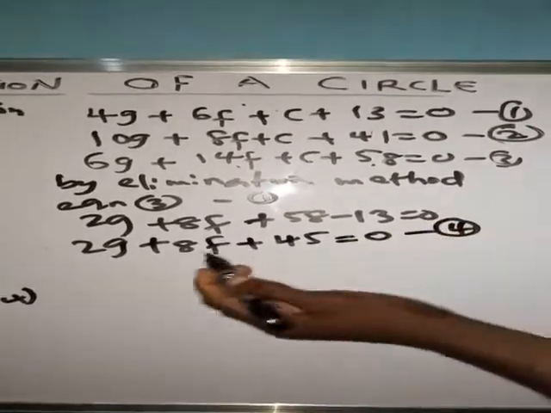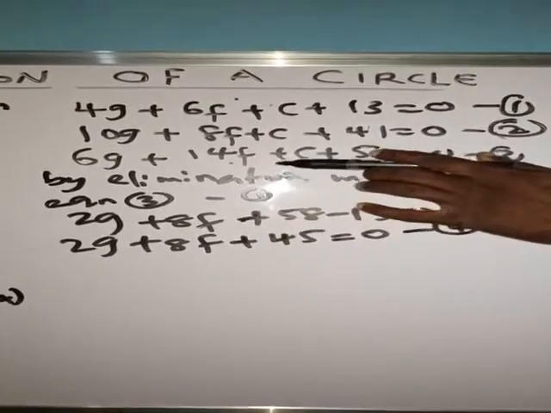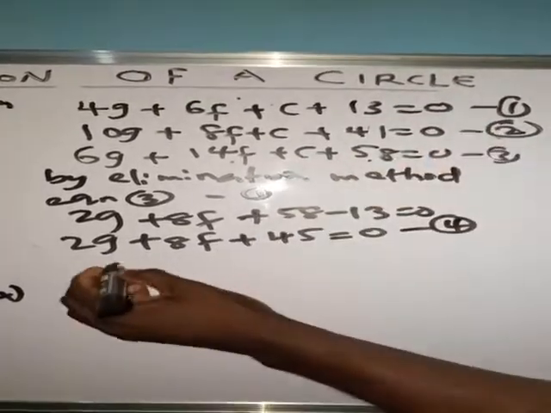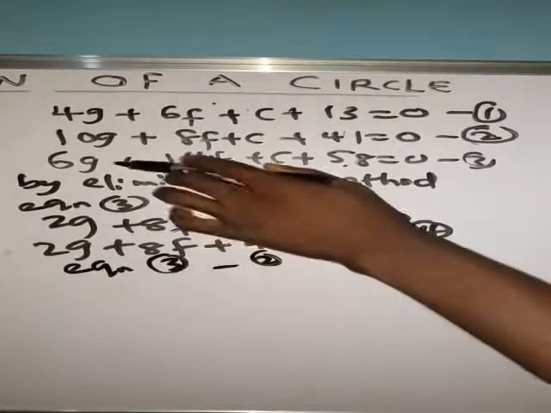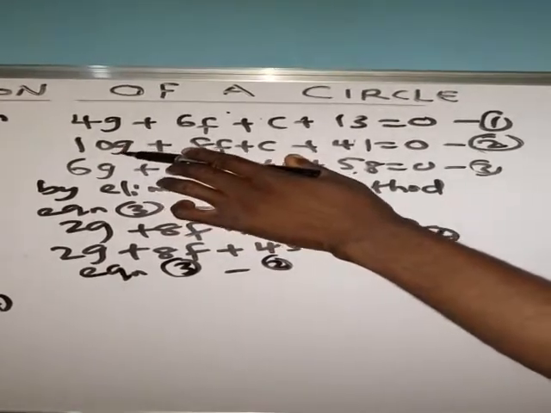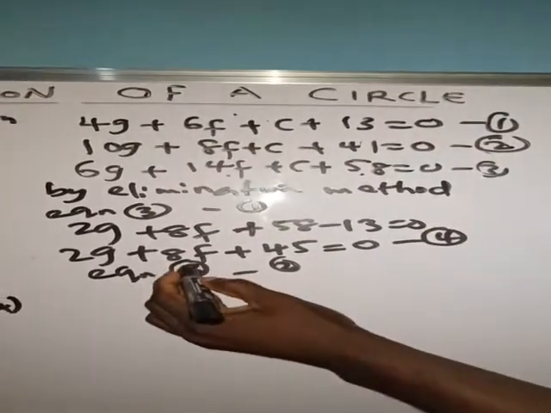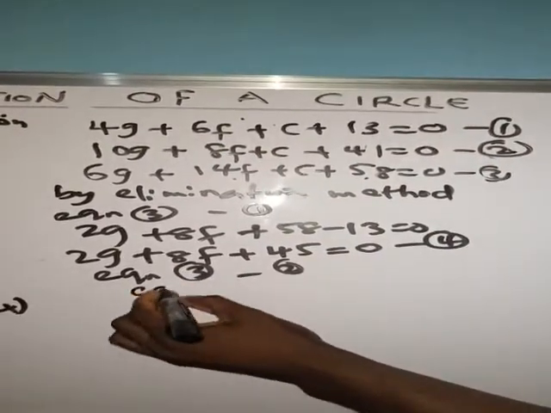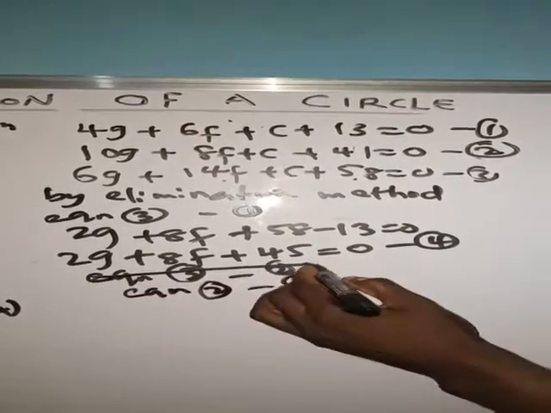Now I need another equation having 2 unknowns. So I'm going to say equation 3 minus 2. State your work. You can take any equation. Let me take equation 2 minus equation 1.